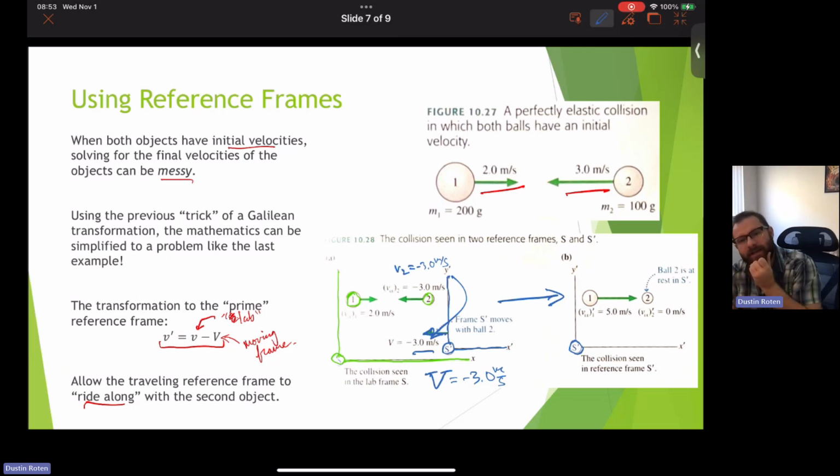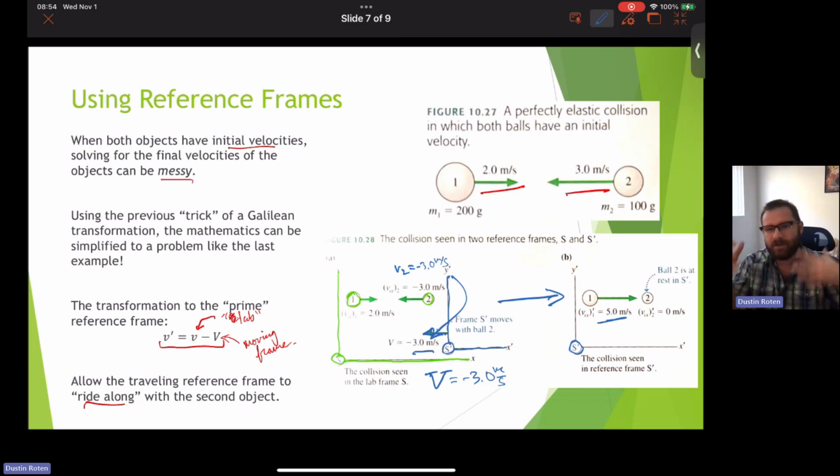Look at what this picture looks like now. Because our reference frame is riding along with ball 2, it's going to make it look like ball 2 is just chilling at rest in this reference frame. Since this second ball is just sitting there, all the mathematics is going to look like the previous problem, where ball 2 was at rest. We've literally shifted our coordinate system and translated it to make it look like the previous problem. But notice what that does to the velocity of the first ball. It doesn't have a velocity of 2 meters per second anymore. It actually has a velocity of 5 meters per second.